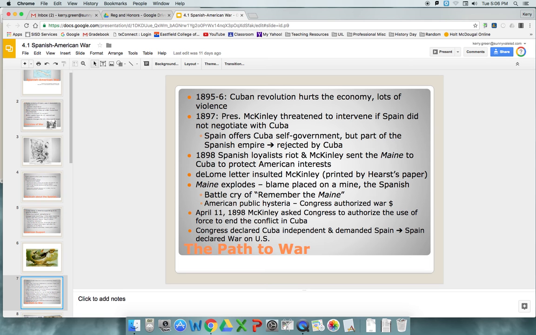And so McKinley's going to try to insist that Spain gives Cuba its independence. Spain actually offers Cuba self-government, but not full independence. Cuba rejects that. And you'll have these Spanish loyalists that don't appreciate American interventions, and they start having a riot. Well, McKinley will respond by sending the USS Maine. He's very concerned about American businesses and Americans that live in Cuba or have interests in Cuba. So the USS Maine is there to keep an eye on things, keep an eye on the Spanish. And of course, all of this is the result of yellow journalism.